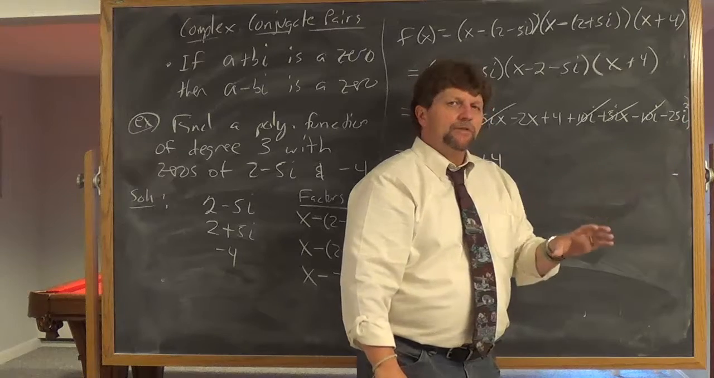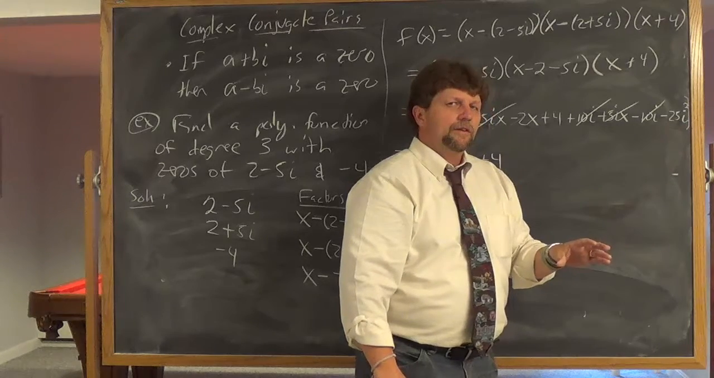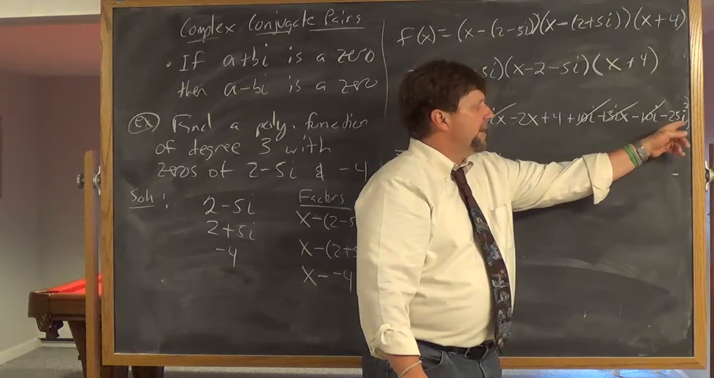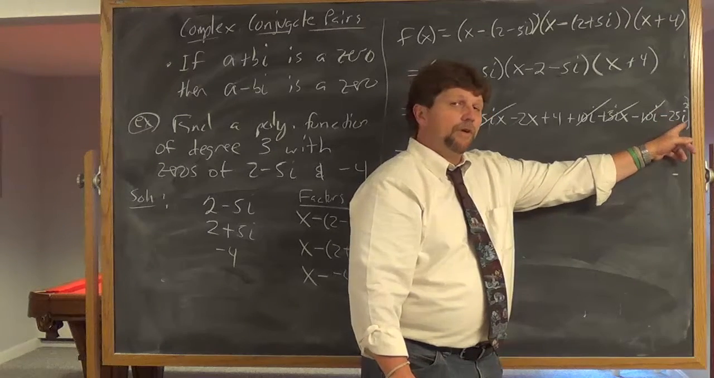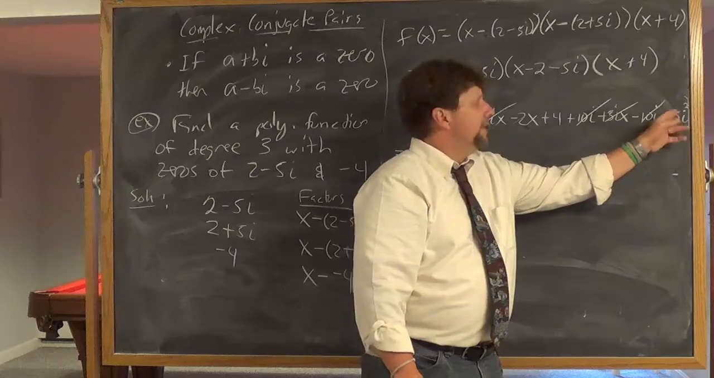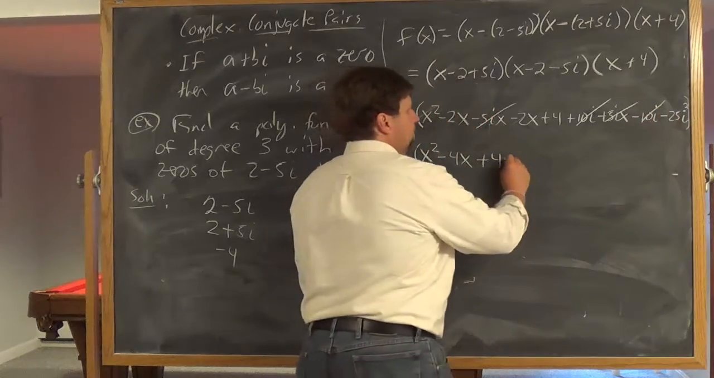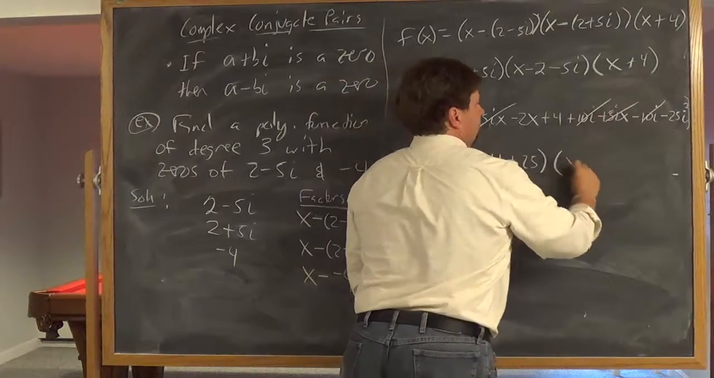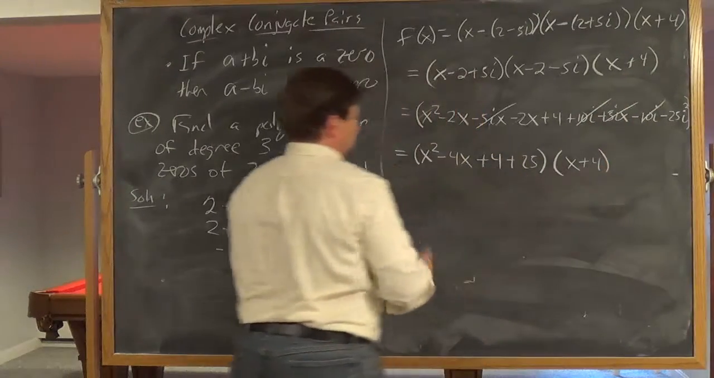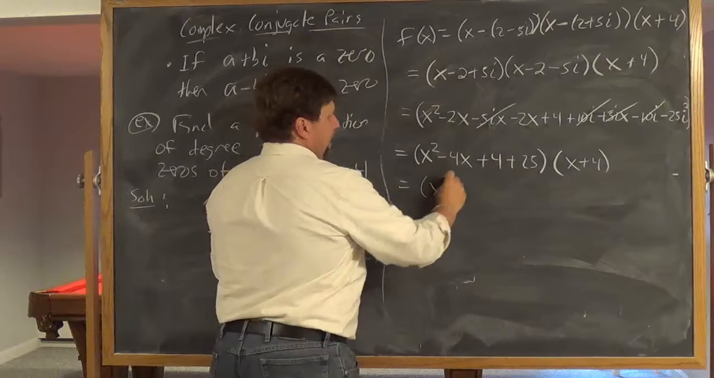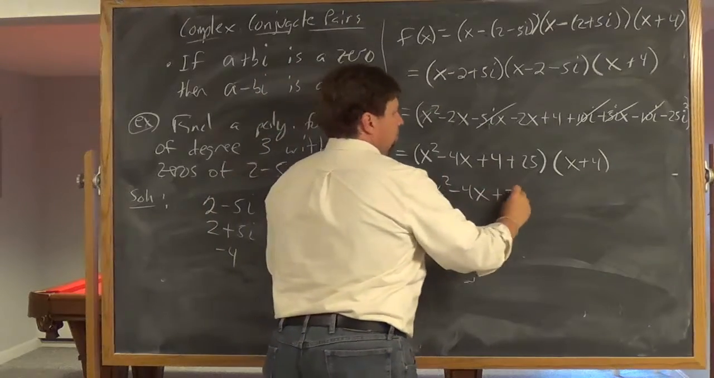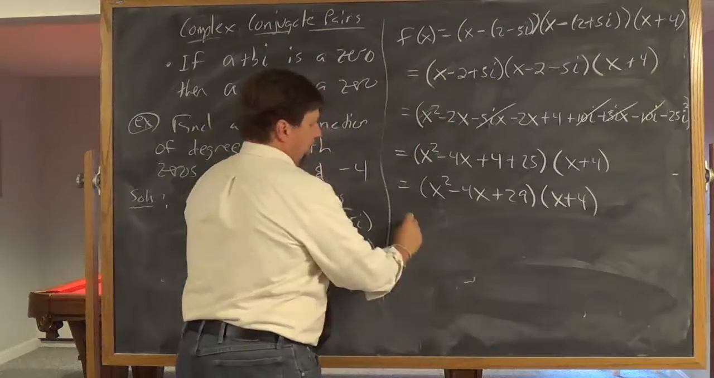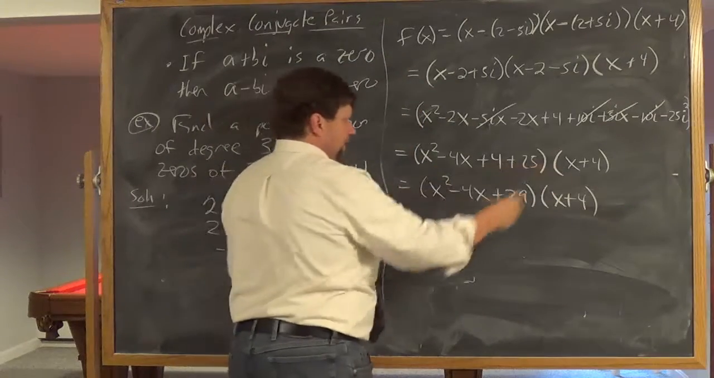But wait a minute, what's i squared? Well, i squared is negative 1. So this minus 25, I'm going to replace i squared with a negative 1. That would give me a plus 25. And like I said, don't forget the x plus 4 factor. So really I have an x squared minus 4x plus 29 times an x plus 4. And again, I'm just going to multiply this out.